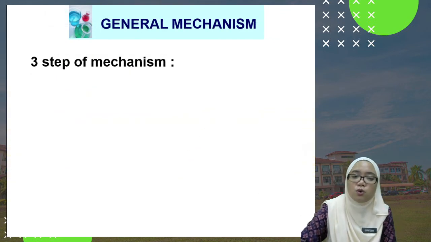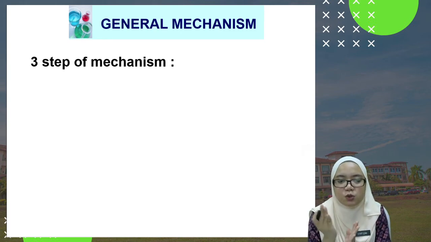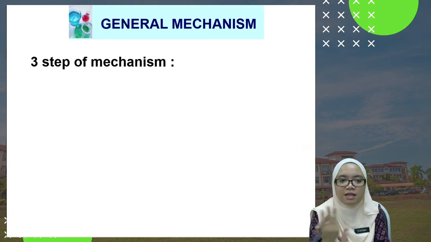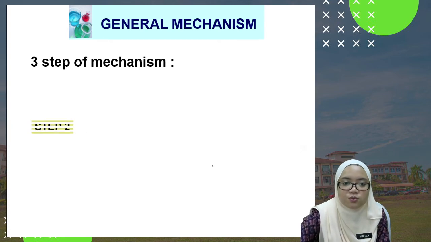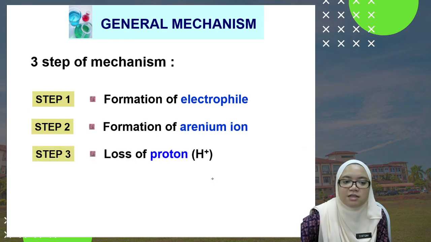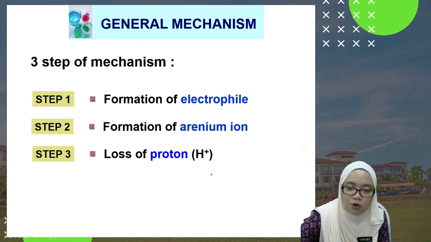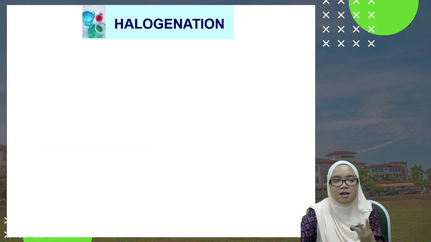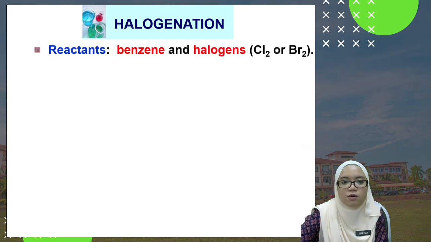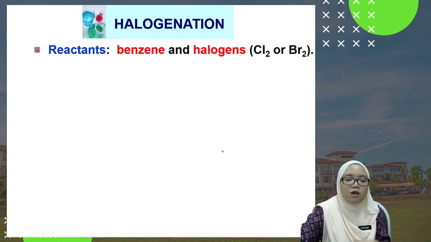So for electrophilic aromatic substitution of benzene, we have three steps of general mechanism. First one is the formation of electrophile. Second one is the formation of arenium ion, and the third step is the loss of proton or deprotonation. So these three steps are present in all aromatic substitution reactions.